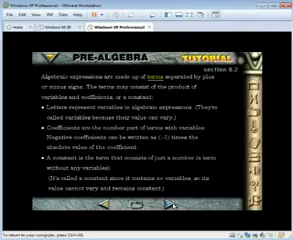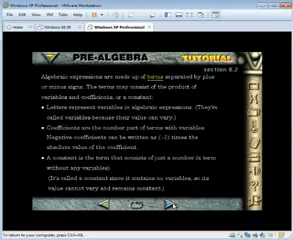Algebraic expressions are made up of terms separated by plus or minus signs. The terms may consist of the product of variables and coefficients, or a constant. Letters represent variables in algebraic expressions. They're called variables because their value can vary. Coefficients are the number part of terms with variables.